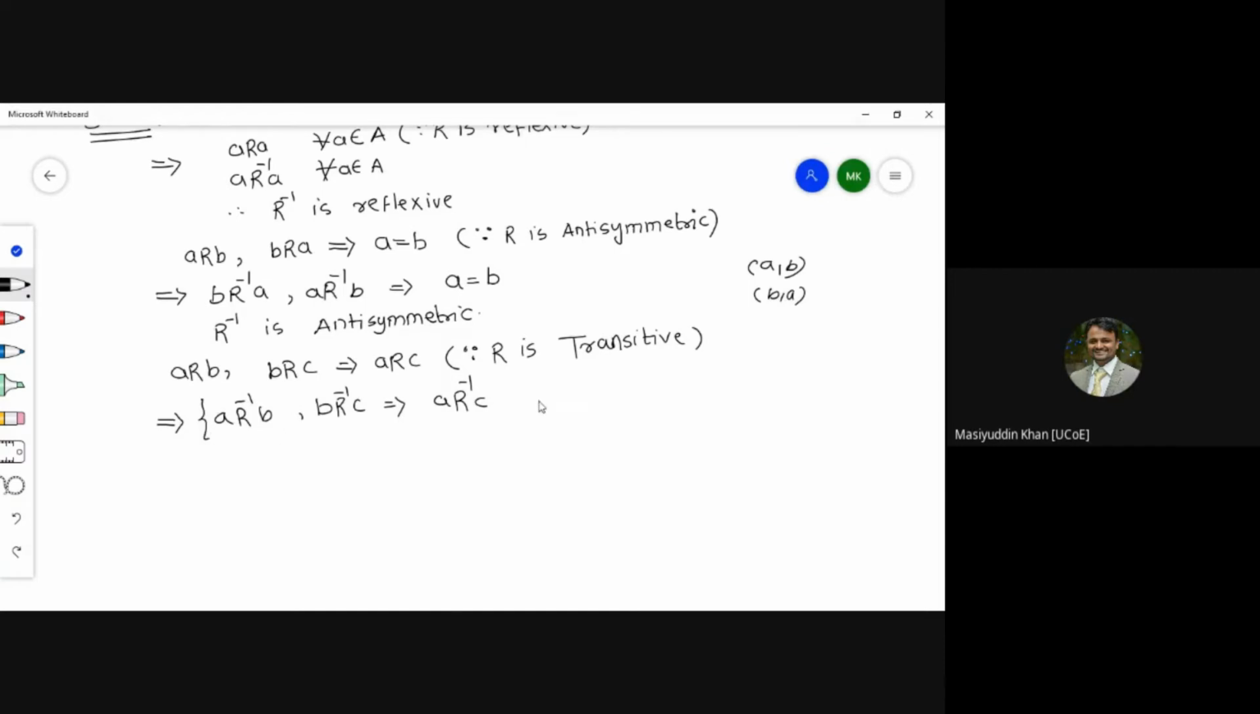Instead of this part, we have to write something different, like according to this part. So I'm just going to represent this part. C R inverse B, B R inverse A. Therefore, this implies C R inverse A.